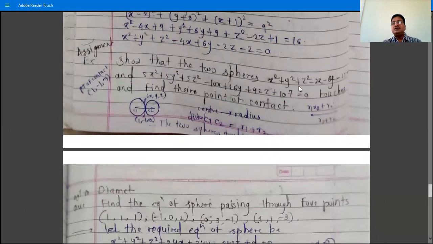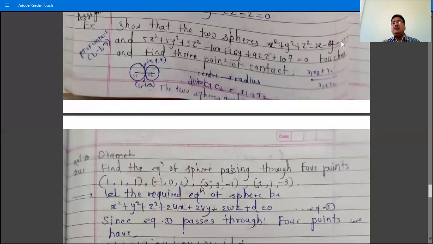Show that the two spheres touch each other and find their point of contact. What do we have to show? We are given the two spheres x² + y² + z² − 2x − 6y − 15 = 0, and the other is 5x² + 5y² + 5z² − 10x + 25y + 42z + 107 = 0. Touches means touches each other, and we find their point of contact.